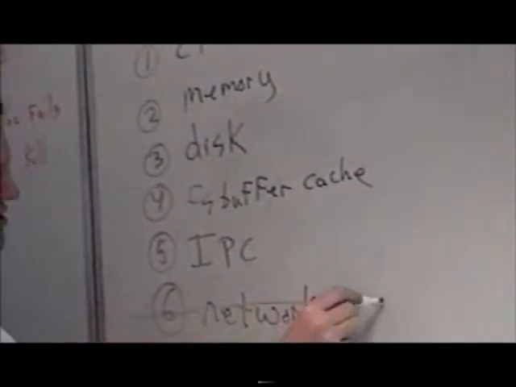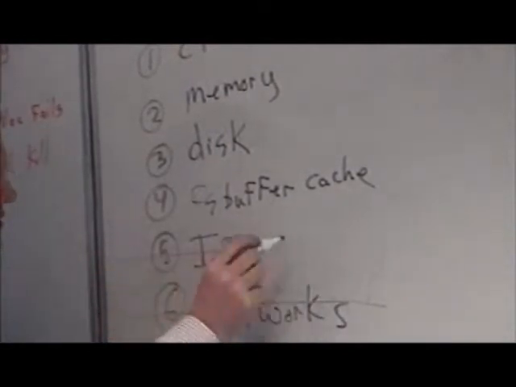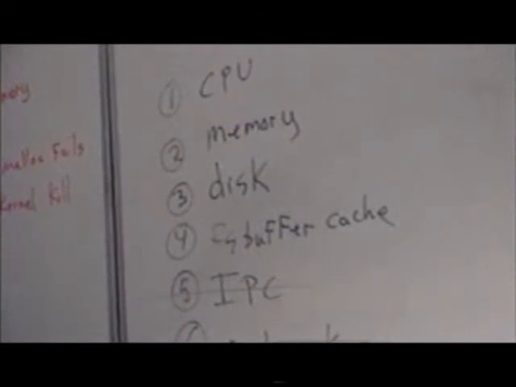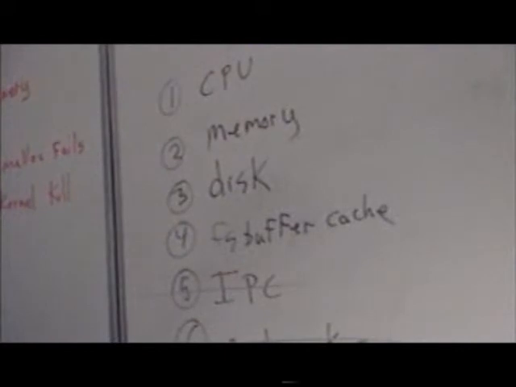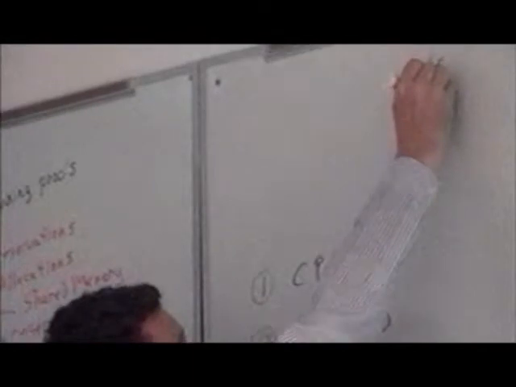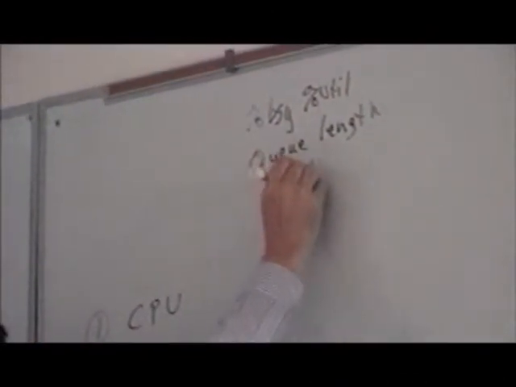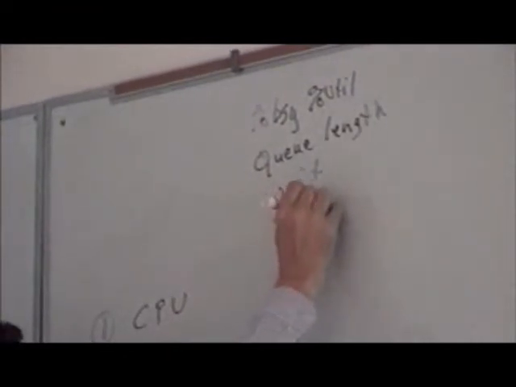Okay. And I'm not paying attention to networks in this class, and very, very little topics on IPC, but we've addressed a little bit of it today already. I'm mostly interested in the first 4 resources with this class because of time reasons. So with each one of these resources, I want to look at how busy it is, or utilization. I want to know queue length, how many things are trying to use the resource. I want to know my wait times, and I want to know my service times for each of these 6 resources.